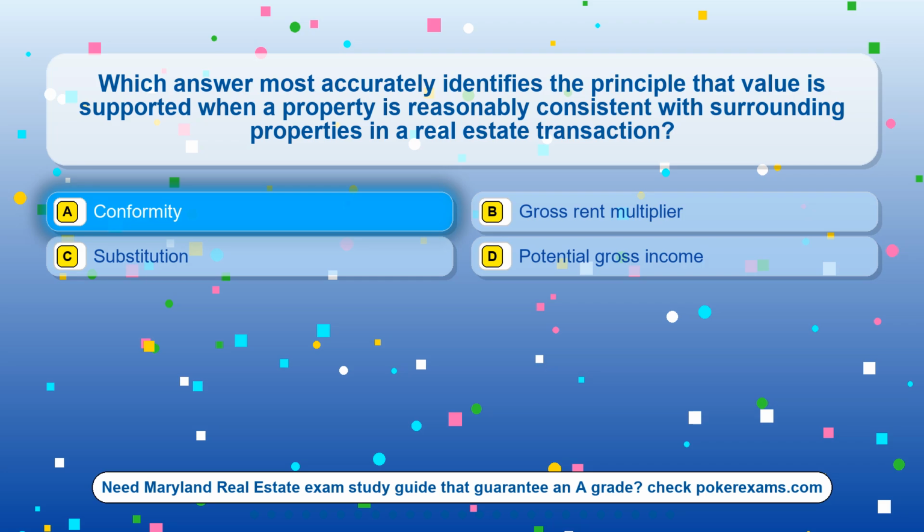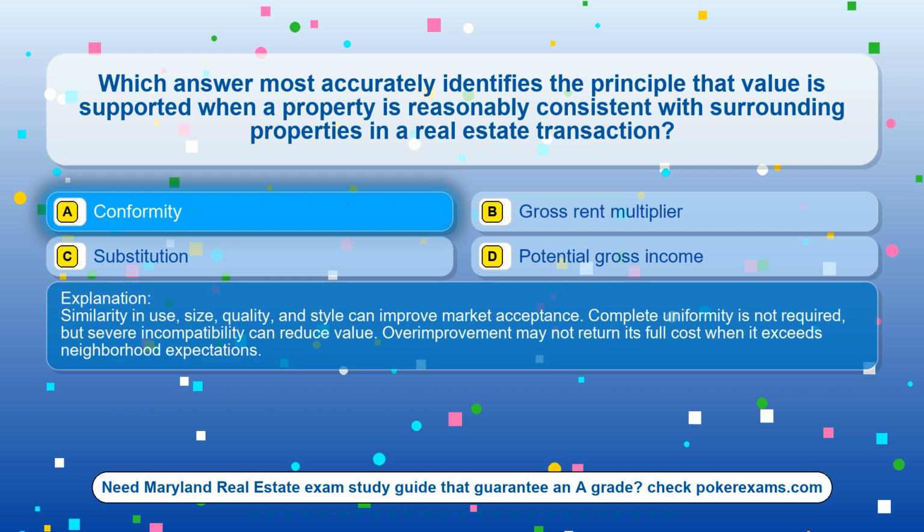The correct answer is option A, conformity. Similarity in use, size, quality, and style can improve market acceptance. Complete uniformity is not required, but severe incompatibility can reduce value. Over-improvement may not return its full cost when it exceeds neighborhood expectations.